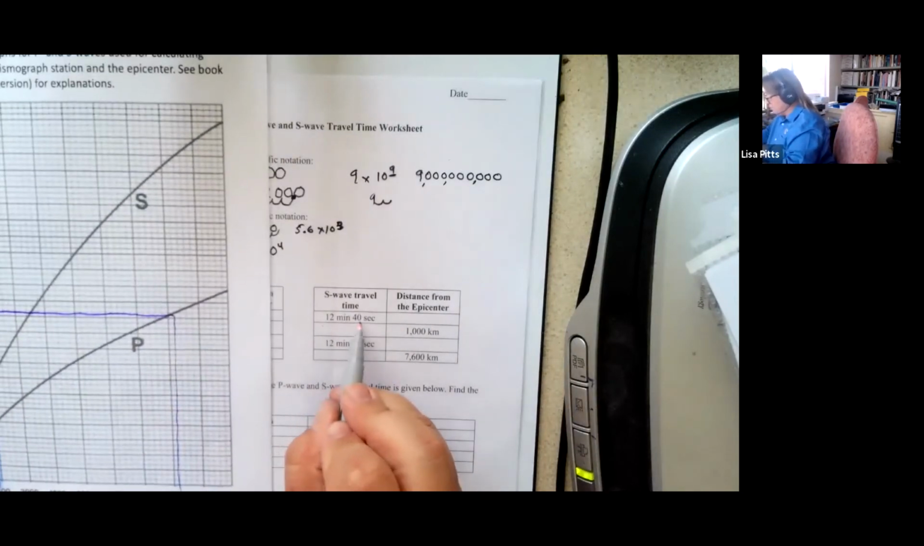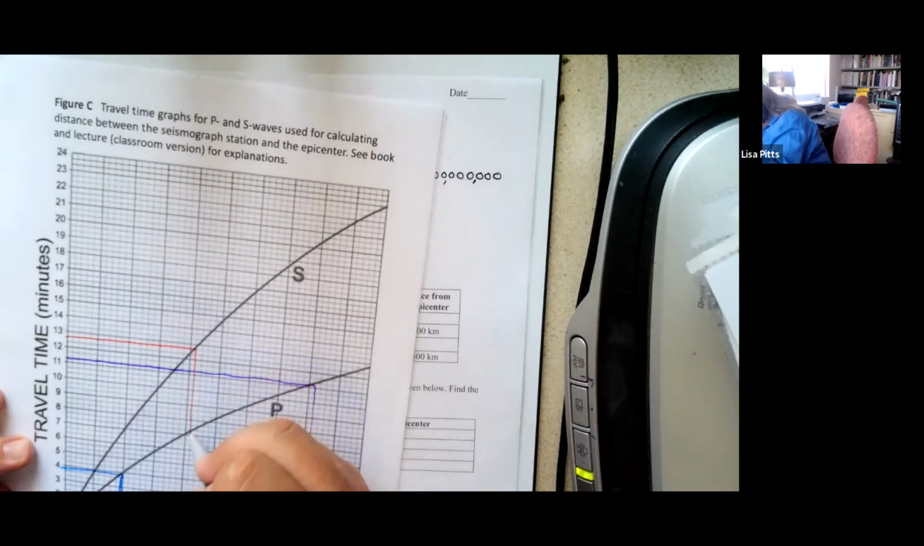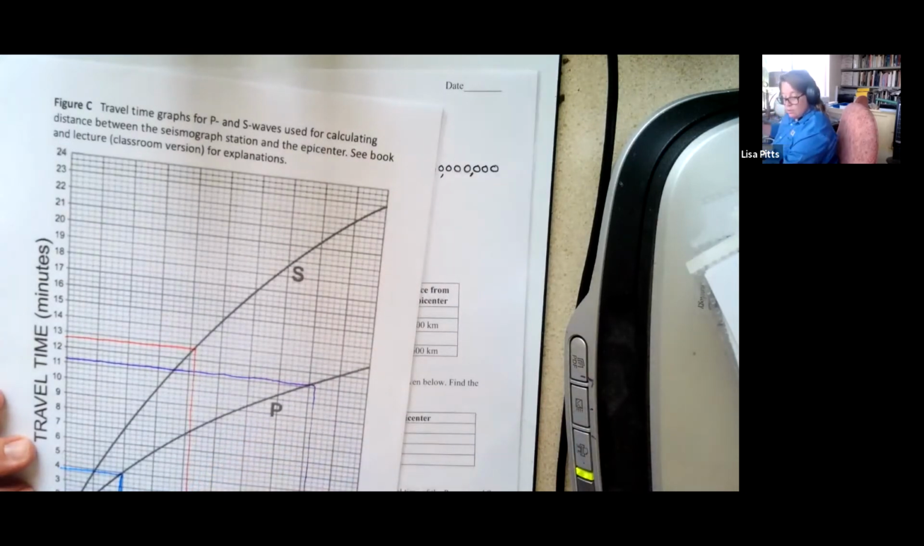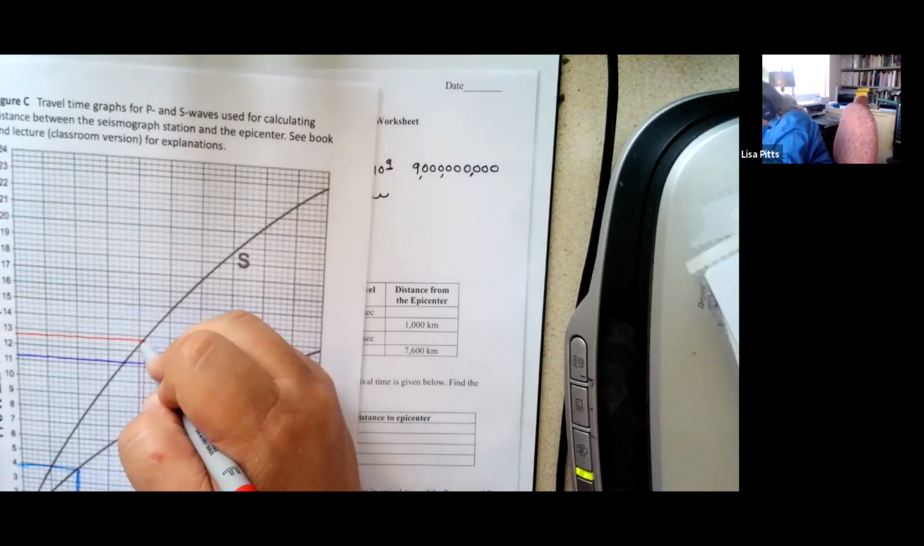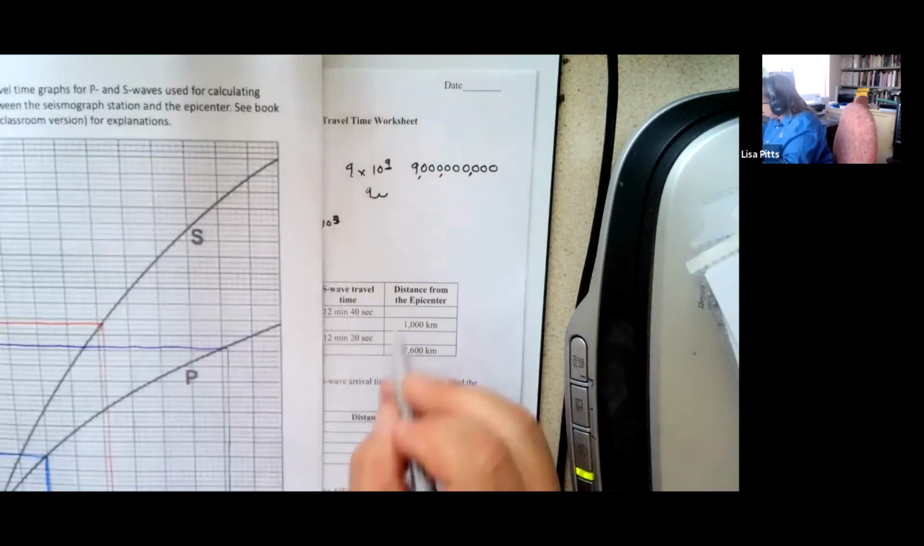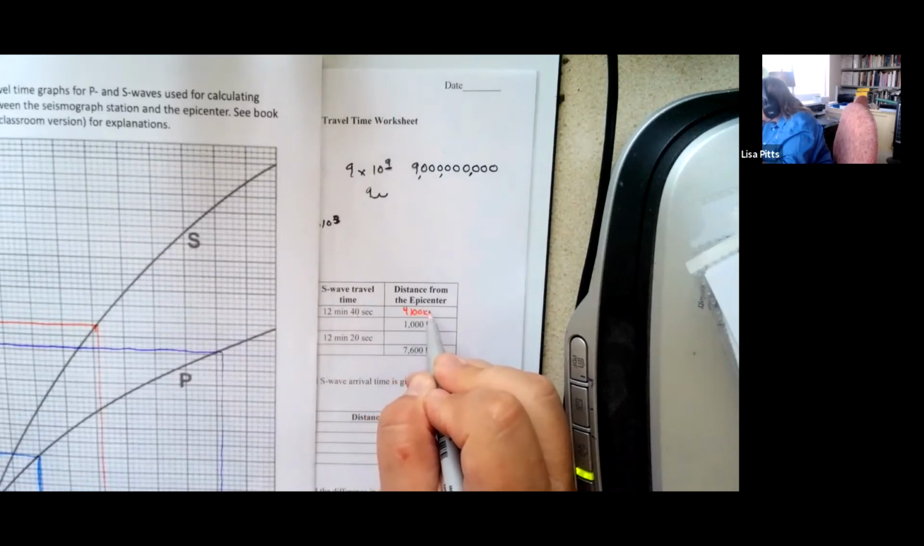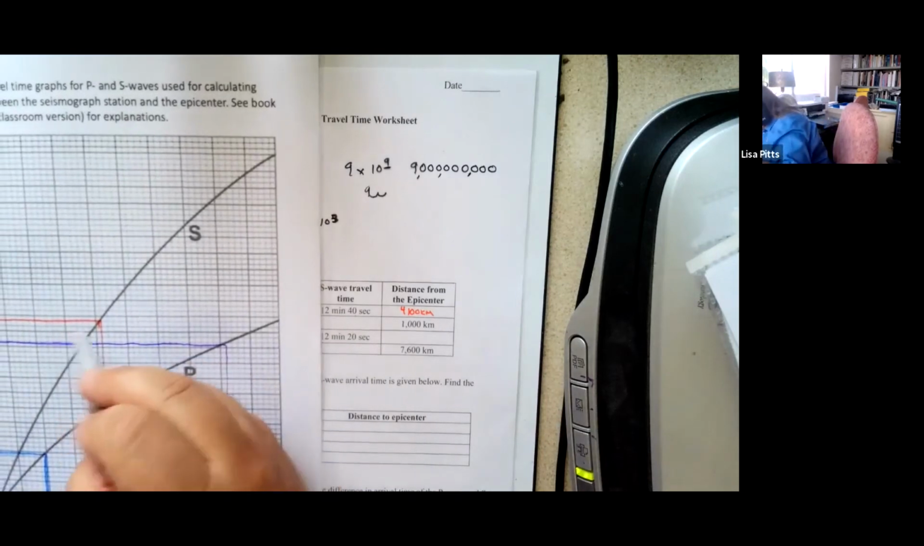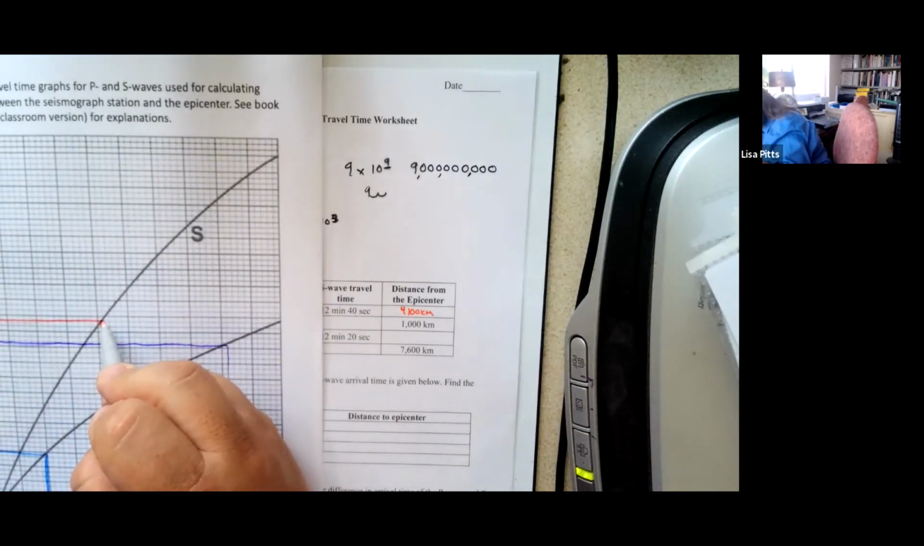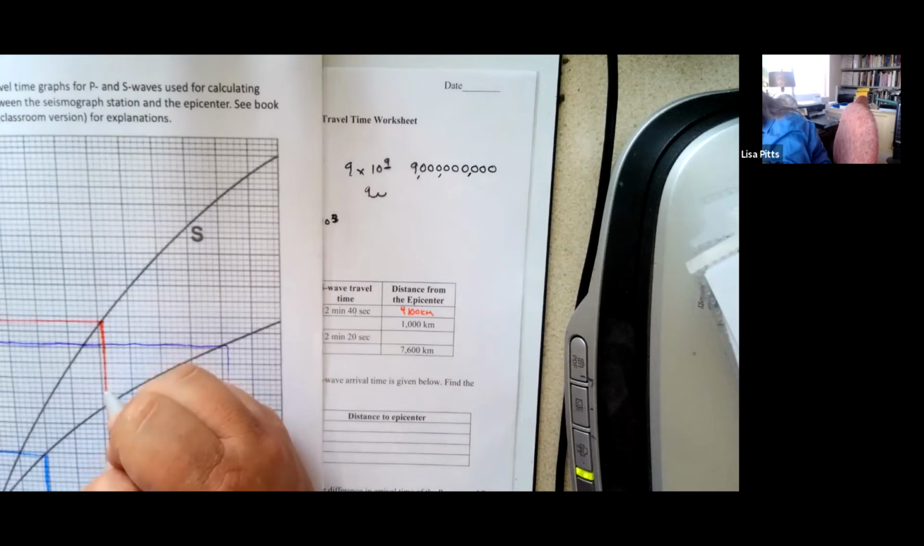All right, so we'll do 12 minutes and 40 seconds. This time I'm just going to the S wave. I say this for two reasons. One, so I remember not to keep going. And two, it looks like it's a little bit less, so it's not really right there. It's actually in between. So I'm going to say it's 4,100 kilometers, because it's not all the way over there. It hits the line before it gets to this spot here. I'm going to say it's 4,100.